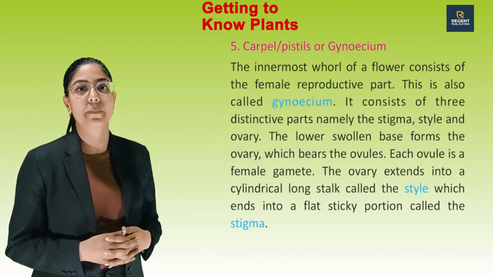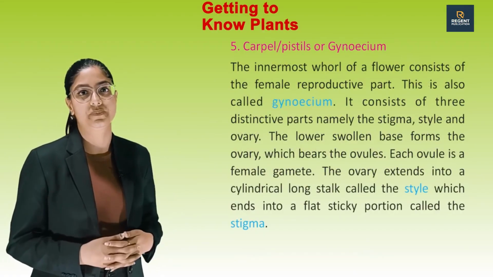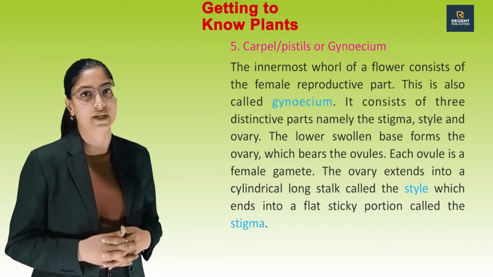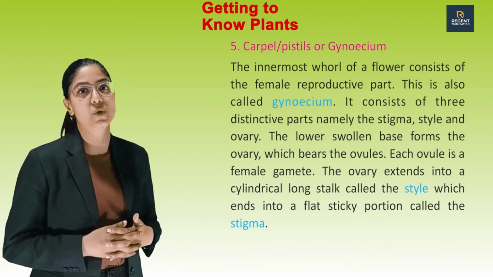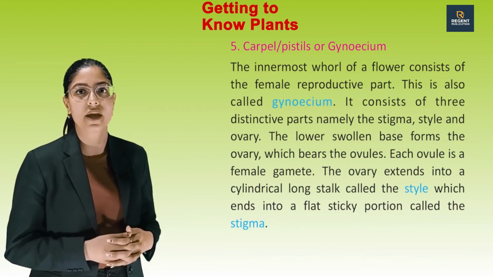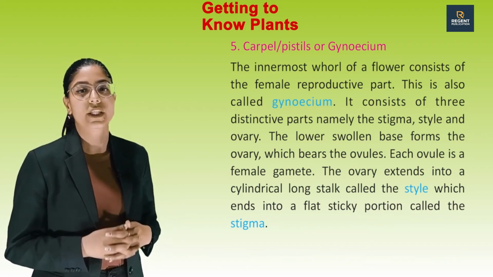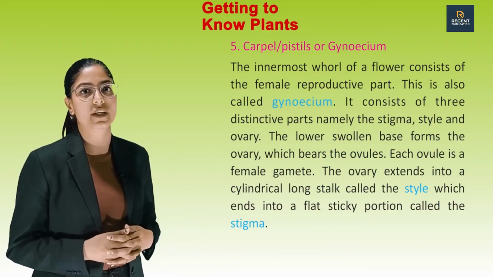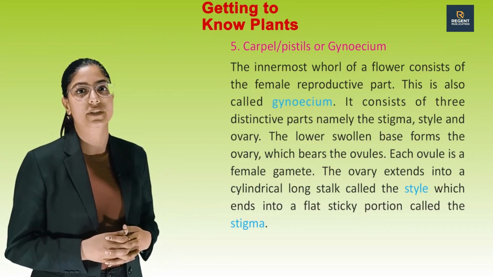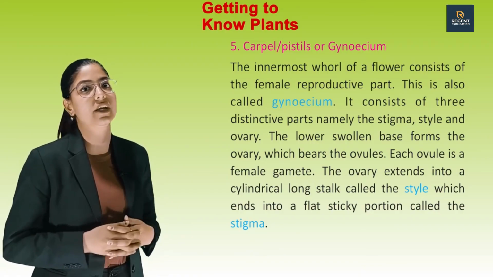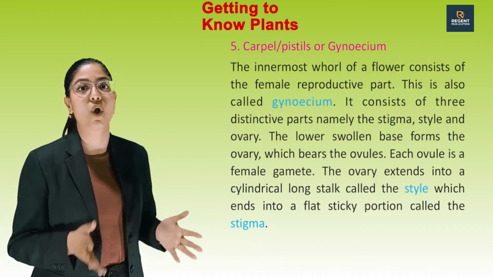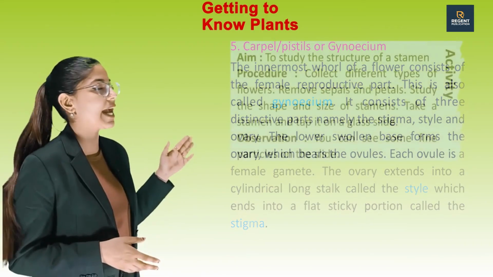Fifth one is carpel, pistil or gynoecium. The innermost whorl of a flower consists of the female reproductive part. This is also called gynoecium. It consists of three distinctive parts, namely the stigma, style and ovary. The lower swollen base forms the ovary, which bears the ovules. Each ovule contains a female gamete. The ovary extends into a cylindrical long stalk called the style, which ends into a flat sticky portion called the stigma.